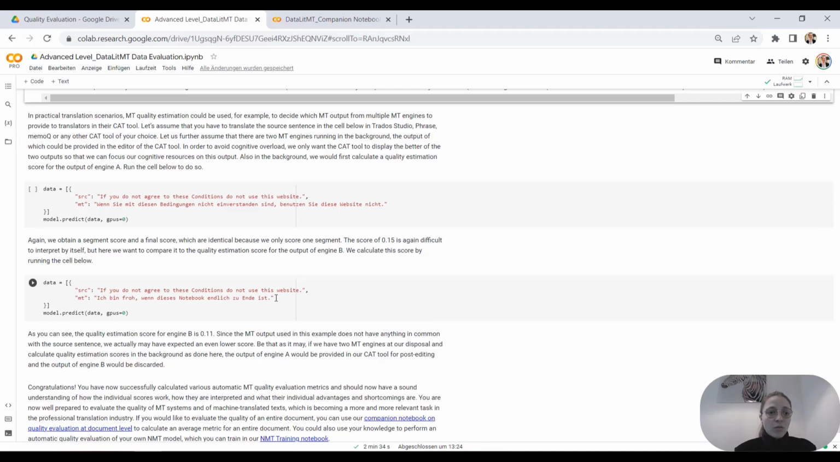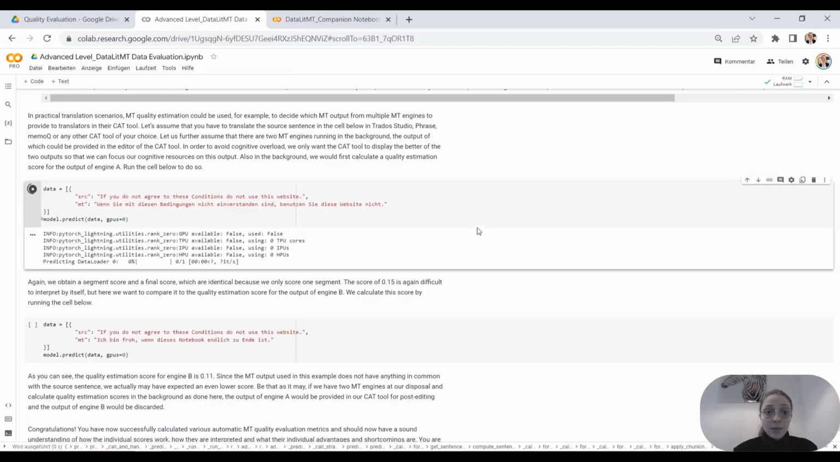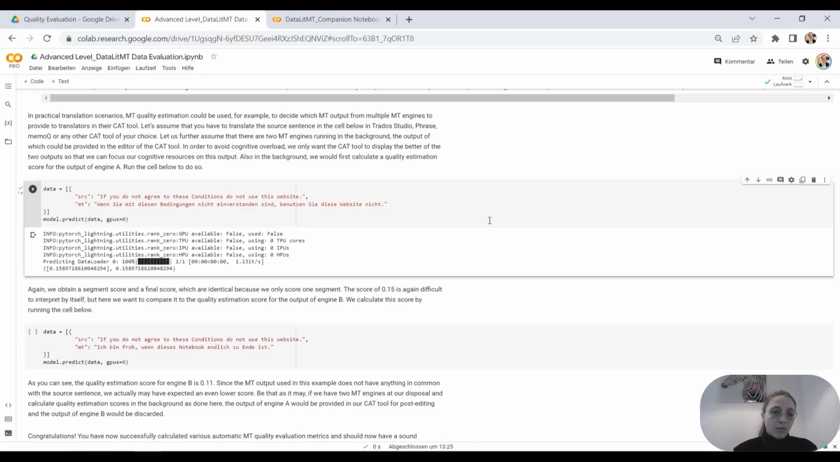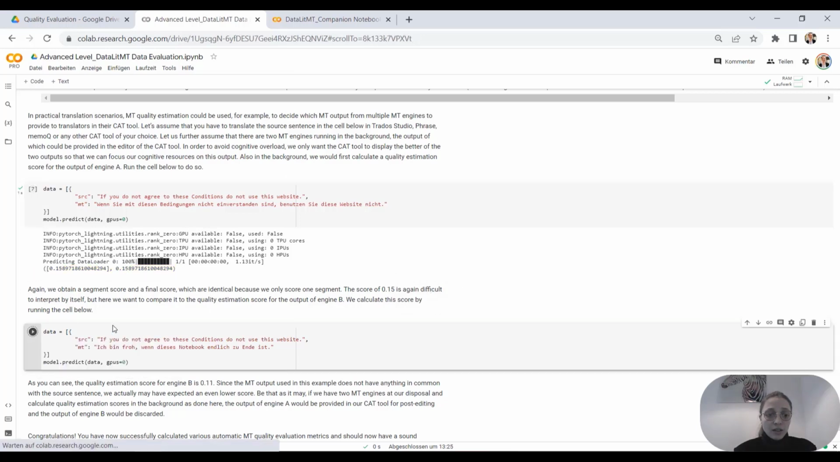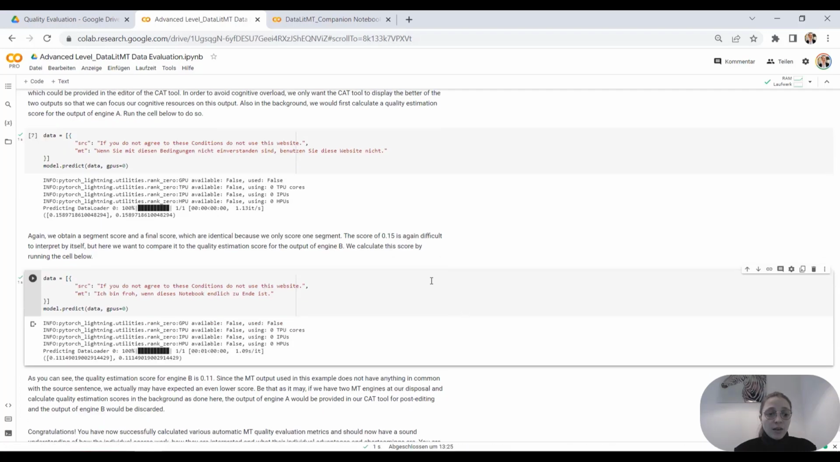So we can run this cell to calculate a quality estimation score. And as above, we once again get a segment score, which is 1 because we have one sentence, and the COMET quality estimation score, sorry. And we get a value of 0.158, so 0.16. And then let's run the cell below with a completely different sentence, and we get a value of 0.11.